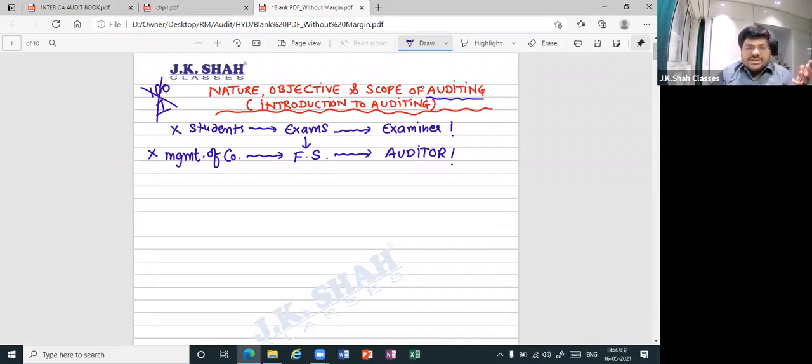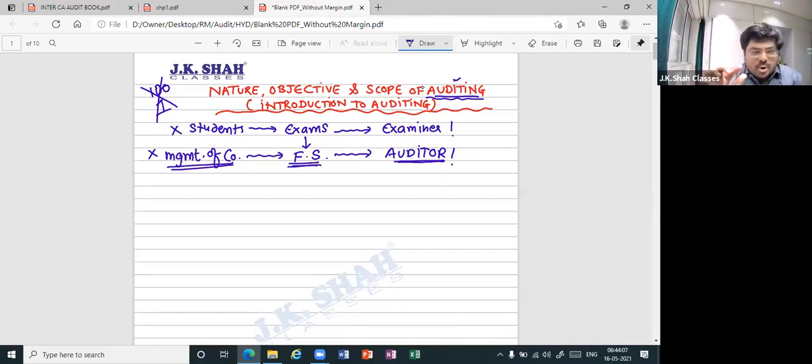So if anybody asks you, what do you mean by auditing? What should be the answer? Very simple. Auditing is nothing but checking the financial statements which are prepared by the management of the company. The person who checks is the auditor, and what he does is known as auditing. Repeating, auditing is nothing but checking the financial statements which are prepared by the management of the company.